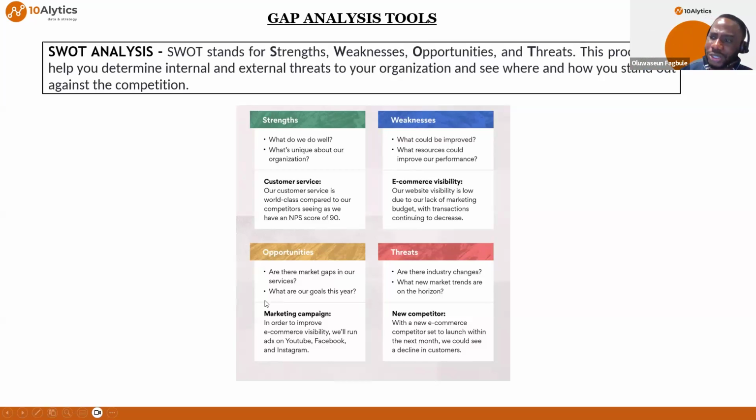That's a weakness. Now, what are the opportunities that they identified? As part of opportunities, you start to check whether there are market gaps in our services that we can close. What are the things that we can leverage as opportunities? One of the things they identified here is to come up with a marketing campaign. They said in order to improve our e-commerce visibility, that's them trying to close this weakness, we will run advertisements on YouTube, Facebook, and Instagram. And a lot of us are familiar with this campaign. Sometimes you're on Instagram and you see an advert for maybe a shoe, and you've never visited that website before, and because the product looks nice, you click on it, and you're taken to the website, and you see, oh, these guys even have nicer products, and then you buy.